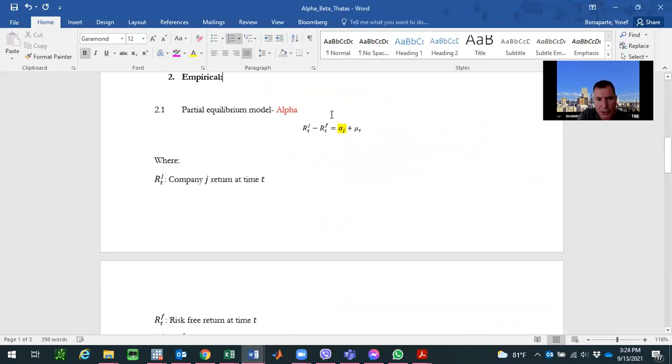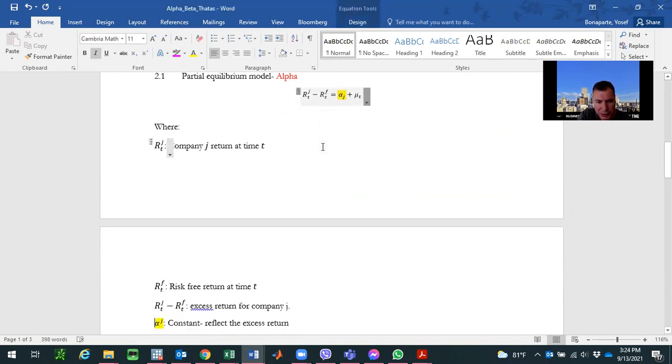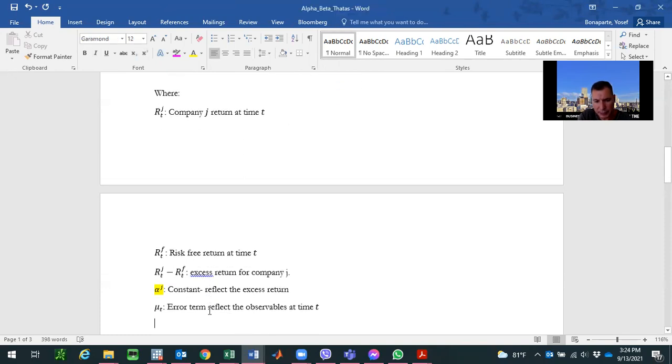The empirical. What I'm going to do is build from a partial equilibrium model and go down to a general equilibrium model. The first model that we want to do is the company performance. R_jt is company j's return at time t. R_ft is the risk-free return at time t, equal alpha_j. Alpha_j is a constant, plus mu_t. Mu_t is an error term that reflects the unobservable. R_jt minus R_ft, we call this the excess return for company j.